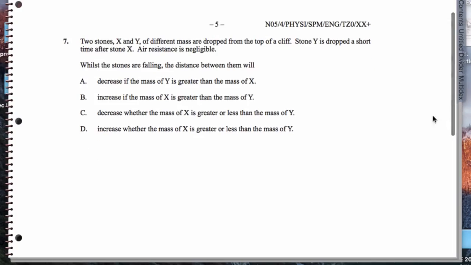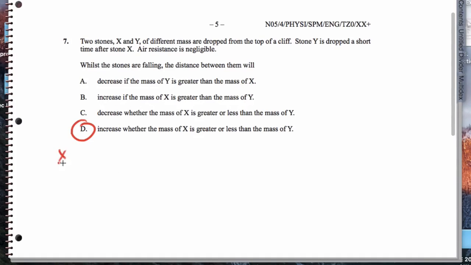Two stones drop from the top of a cliff. Stone Y is dropped a short time after stone X. Air resistance is negligible, and we want to know what's going to happen. This is really a tricky one. This is one I might do as a long answer, but just to run through it, the answer is that the distance is going to increase regardless of whether the stone is greater or lesser mass, but let's talk about this.